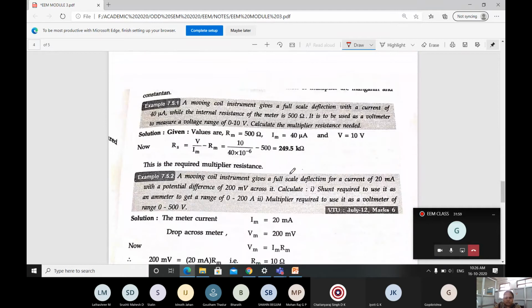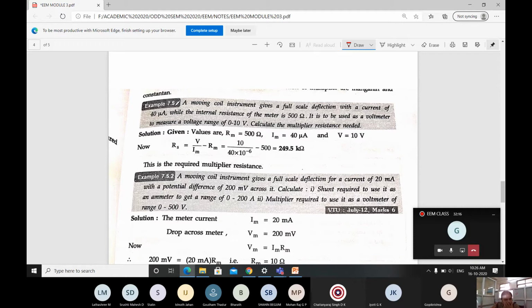Okay, let's go with a few more problems for the voltmeter extension. These are important. Theory will be asked from both parts. It will be asked for 6 marks. Problems, 4 marks.